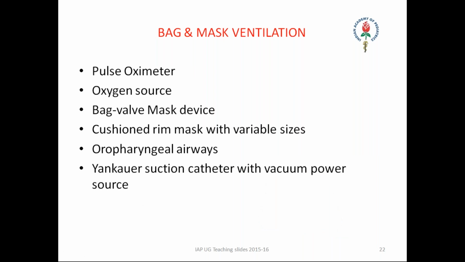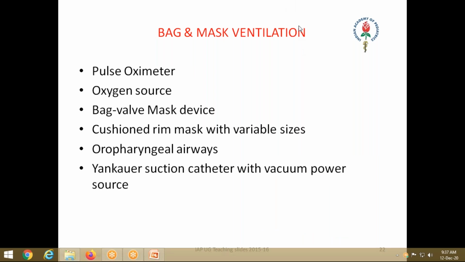Coming to the most important instrument which we regularly use, bag and mask ventilation. In bag and mask ventilation, you see it is the most important part of the NRP. So what we are going to discuss is pulse oximeter, oxygen source, bag valve mechanism, mask device, cushion rim mask with variable sizes, oropharyngeal airways, Yankauer suction catheter with vacuum power source.